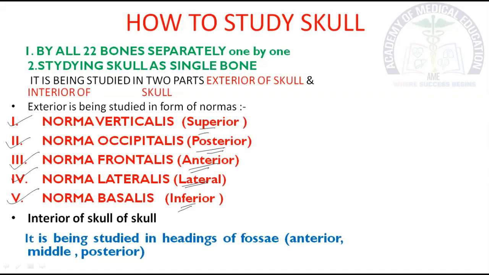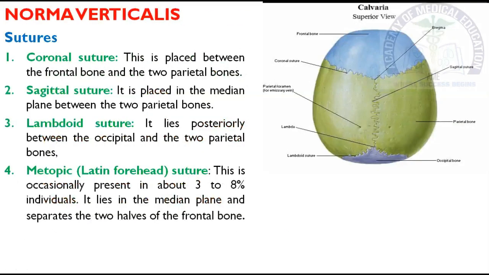So this is one way: to study the skull as a single bone, we study it in the different normas. Whereas the interior of the skull is studied in the form of fossae: the anterior cranial fossa, middle cranial fossa, and posterior cranial fossa. We will discuss these normas and fossae, exterior and interior, one by one.